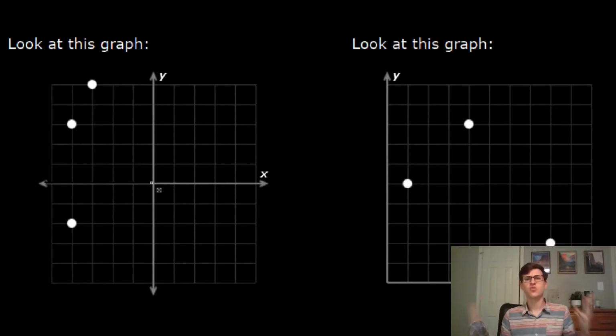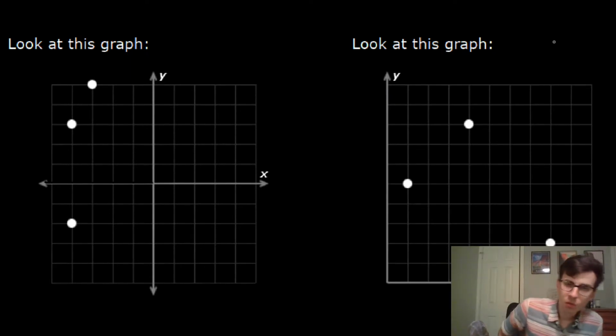Look at this graph. Look at these graphs. One of these is a function, and one of them is not a function. So maybe think to yourself, what might be a function, what might not be a function? And how could you tell? Well, remember, a function, for each input or x value, there is exactly one output or y value. For each input or value in the domain, there is exactly one output or value in the range.